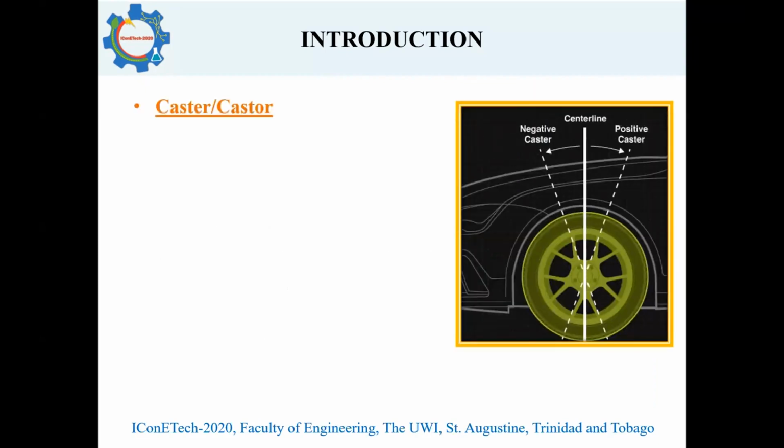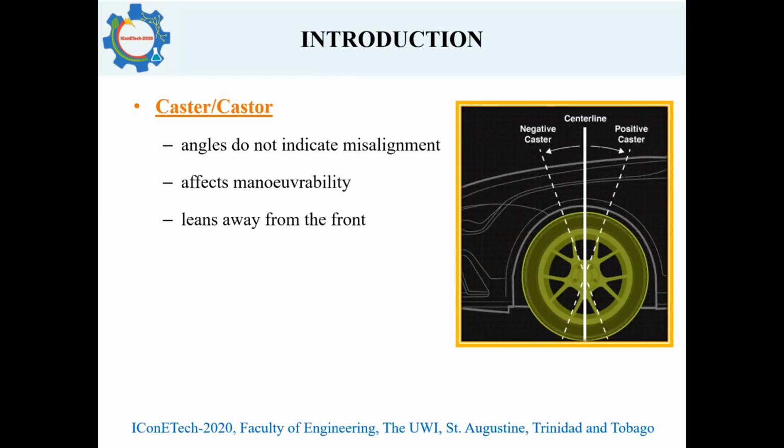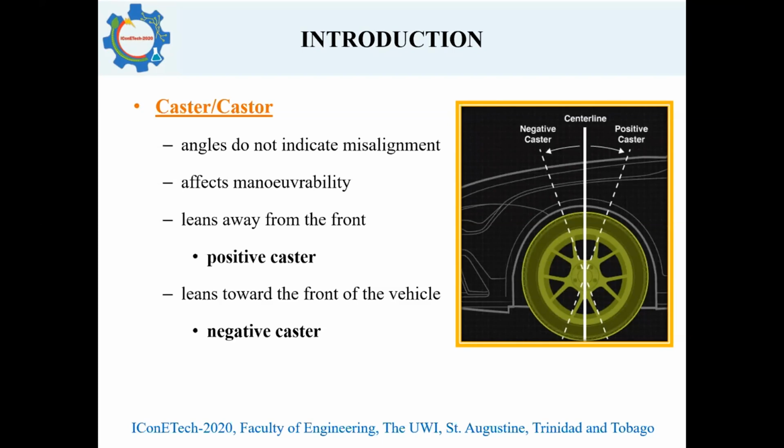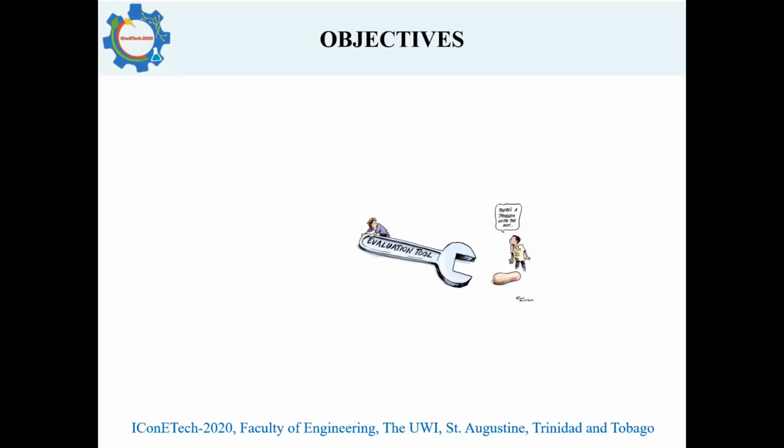And finally, here we take a look at caster. It is worth noting that the angles do not actually indicate a degree of misalignment, but rather a function that affects maneuverability. When it leans away from the front, it's considered positive, and when it leans toward the front of the vehicle, it's considered negative.